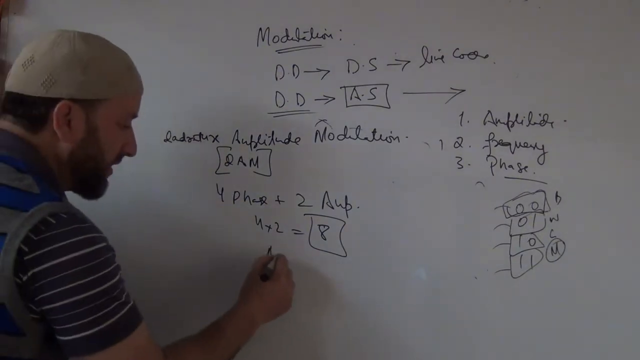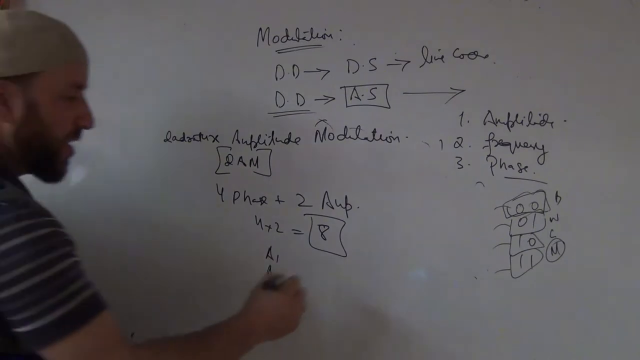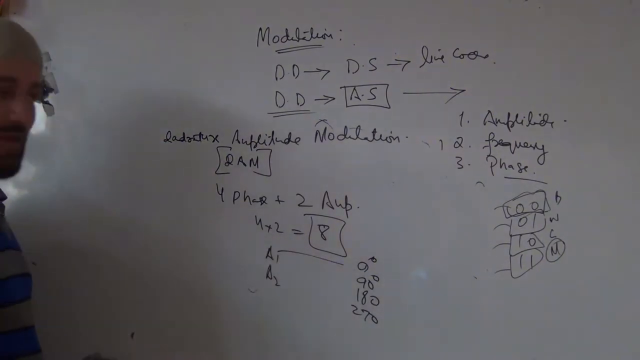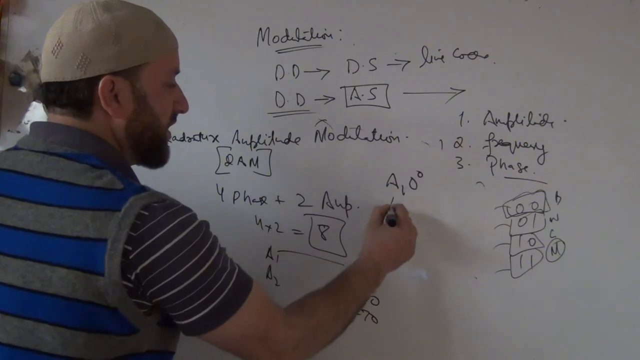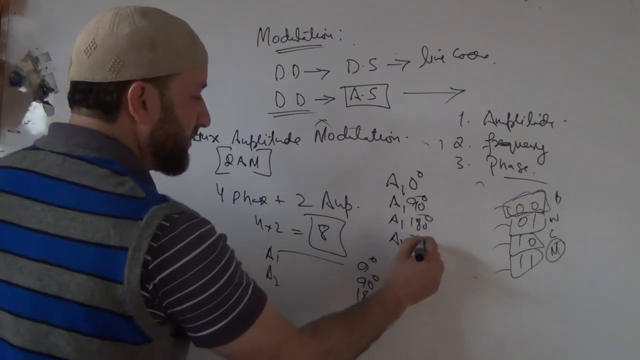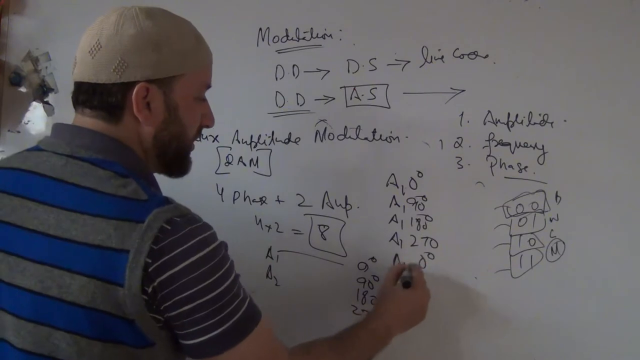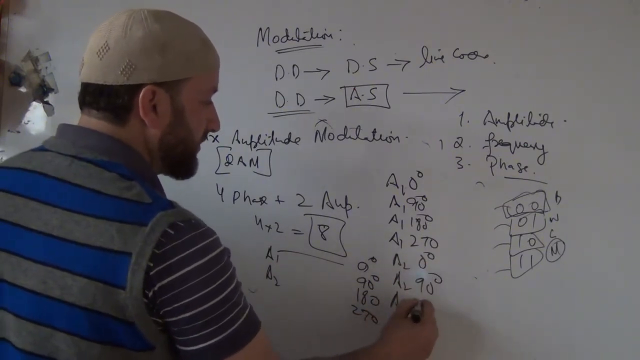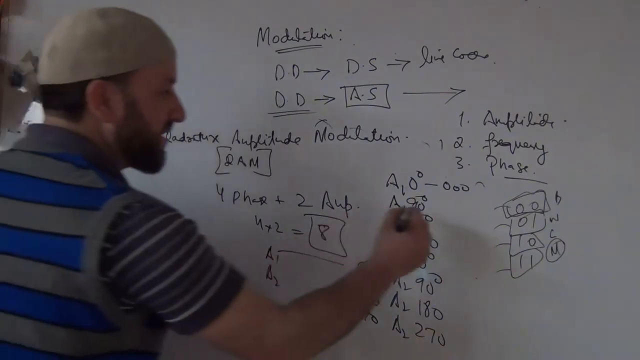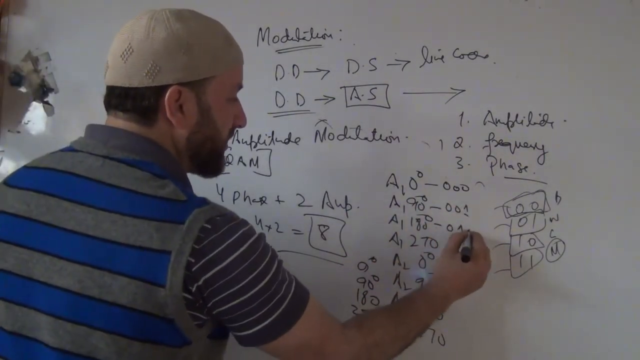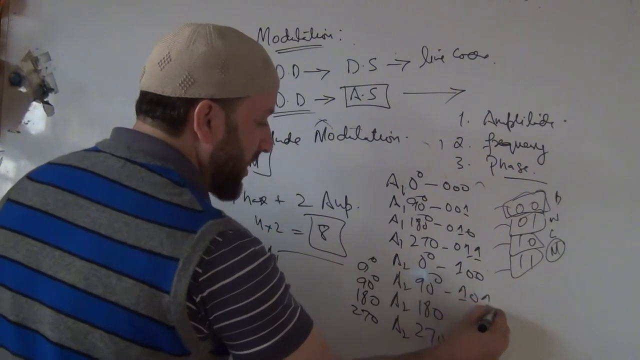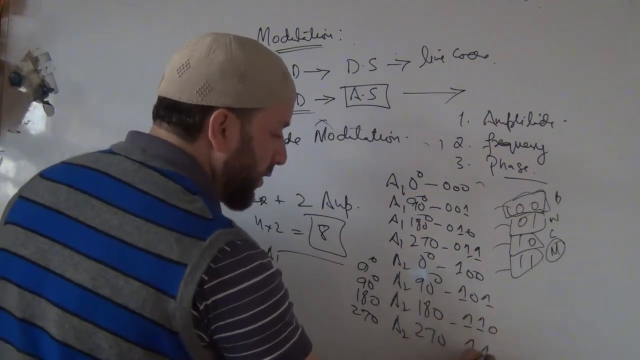Say for example, we've got amplitude 1 and amplitude 2. Now what phases do we have? 0 degree, 90 degree, 180 degree, 270 degree. First A1 will combine. So we will have one combination, A1 and 0 degree. A1 and 90 degree. A1 and 180. A1 and 270. Then A2 and 0 degree. A2 and 90 degree. A2 and 180. Similarly, A2 and 270. Now this will represent 000. This will represent 001. Then 010, 011, 100, 101, 110, and 111. 0 to 7.